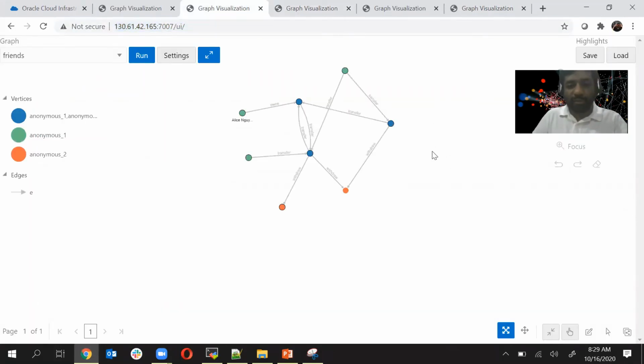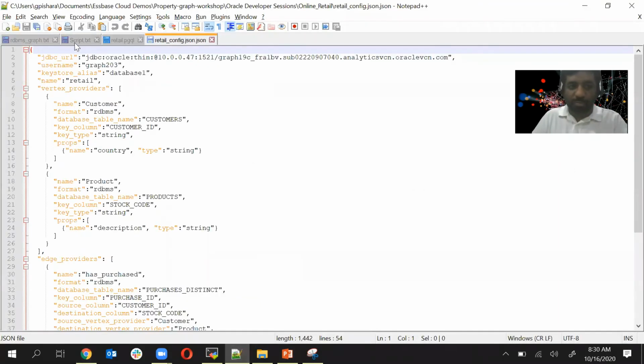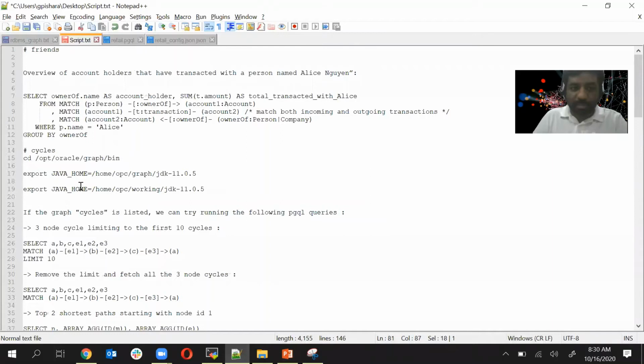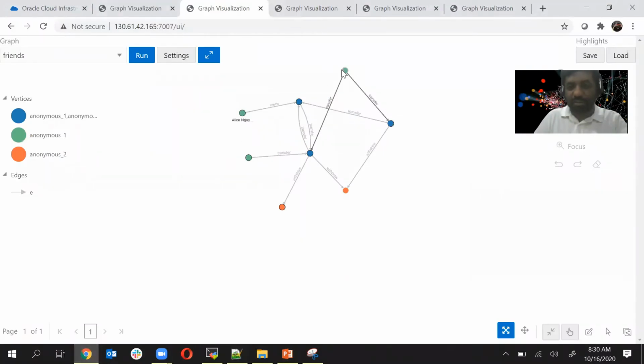Let's start with a very basic example. If you recollect, we were looking at an example in the very initial part of this session, where we look at a set of friends transferring money to different people. Let's say we want to understand the overview of account holders that have transacted with a person named Alice Nguyen. You can write a PGQL query which takes the information on all the transactions related to Alice. I've written that query, and this is how the graph is generated.